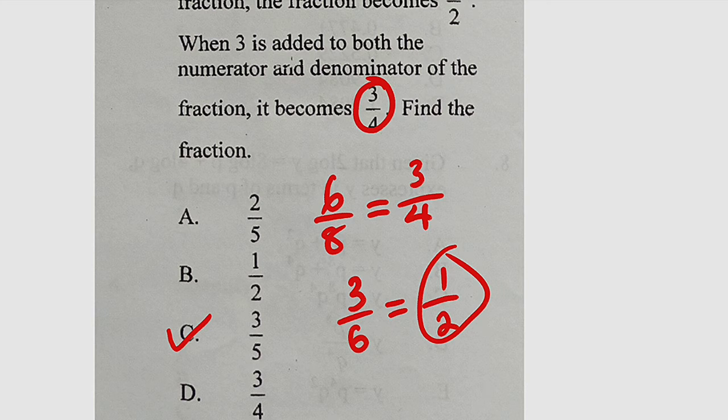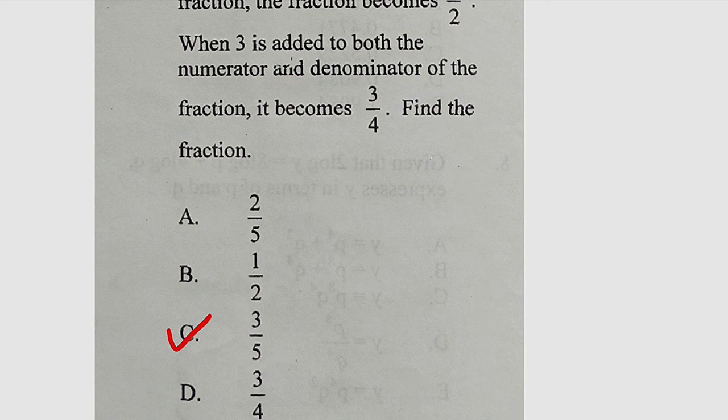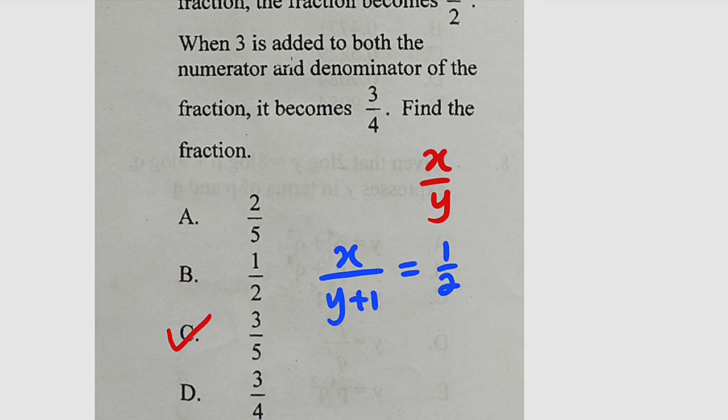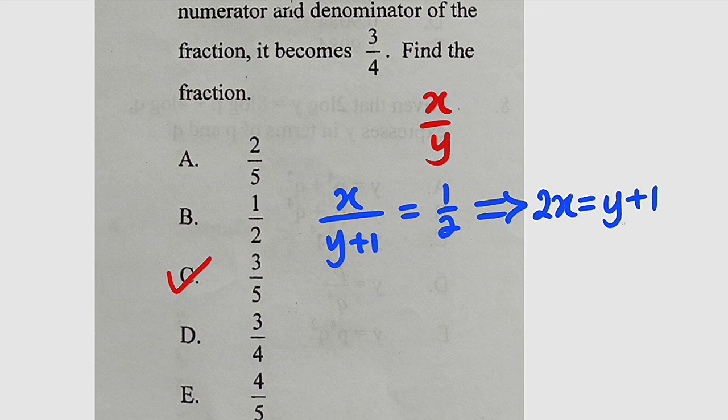Well, let me show you the working step by step. Let's assume that the fraction is x divided by y. The question stated that if we should add 1 to the denominator, it will become 1 over 2. Therefore, x divided by y plus 1 will be 1 over 2. And from here, we can cross multiply. x times 2 is 2x equal to y plus 1 times 1 is still y plus 1. And you can bring y to the left hand side. This becomes 2x minus y equal to 1. Let me call this one equation number 1.